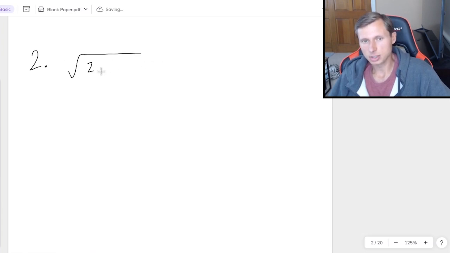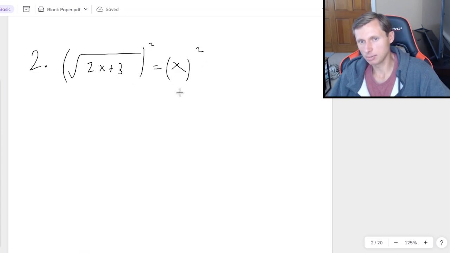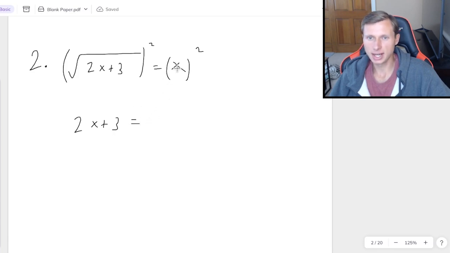This time I have square root of 2x plus 3 equals x. So we start out by doing the exact same thing. I am going to square both sides. The square and the square root cancel, leaving me with 2x plus 3. And on the right, x squared is literally going to be x squared. So now I have to solve for x.